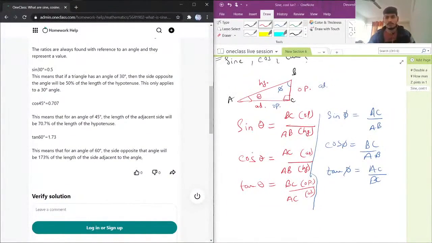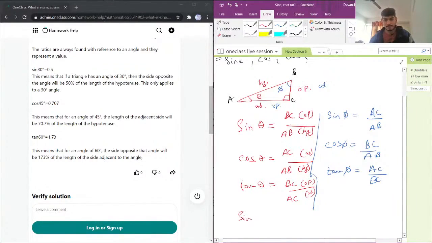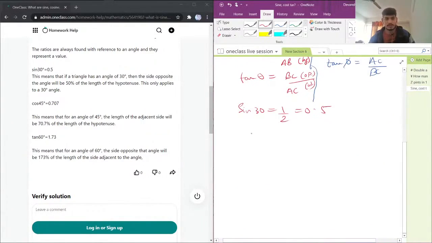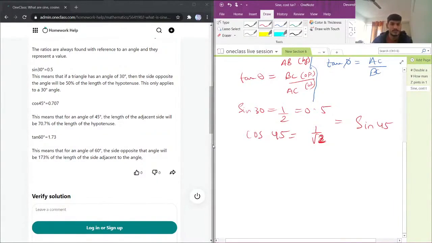So here we have some common values. If theta is 30 degrees, then sine of 30 degrees is 1 over 2, which is 0.5. Suppose the angle is 45 degrees, then cosine will be 1 by root 2, which will also be equal to sine of 45. The length of the adjacent side will be 70.7% of the length of the hypotenuse.